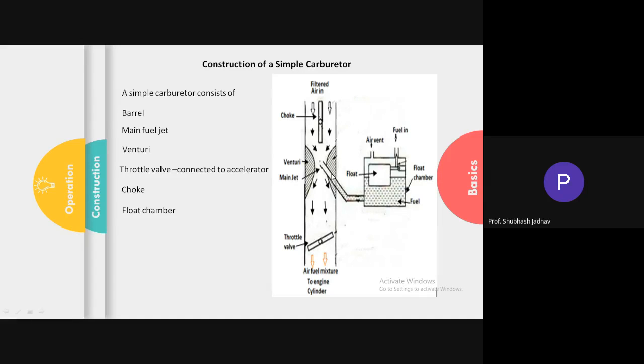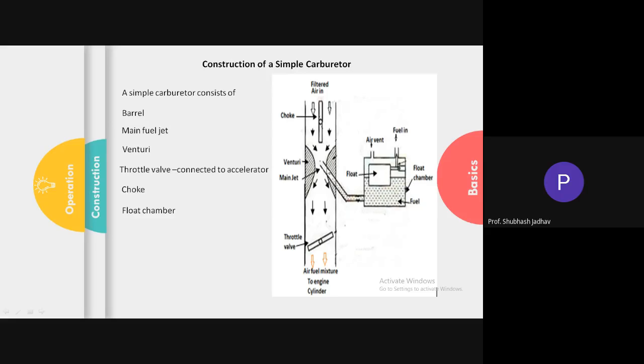Now why is it done so? Because if this level was higher up to this, what will happen? From here the fuel will automatically start coming out. Even in normal condition, where the vehicle is not running, in idle condition also, the fuel will start flowing over here.